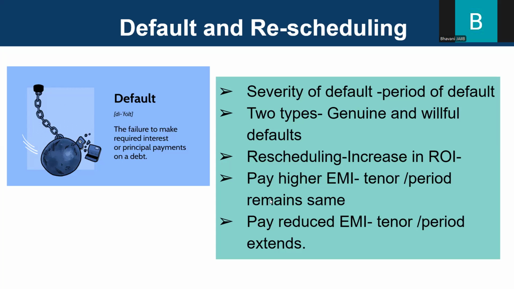Most banks try to elongate the repayment period so that the customers are not under extra pressure to service the loan, and this phenomenon is called as the rescheduling of retail loans. Rescheduling happens in two ways. One is to pay higher EMI and the tenure of the period of the loan remains the same. Or you pay the reduced EMI wherein the tenure or the period of the loan extends or elongates. This is about default and rescheduling of loans.